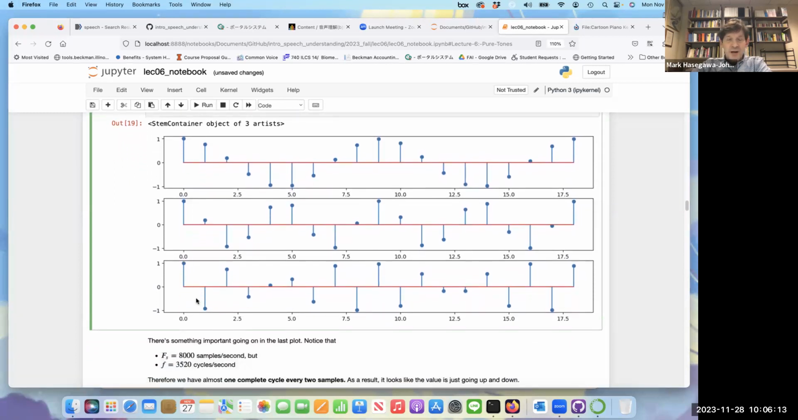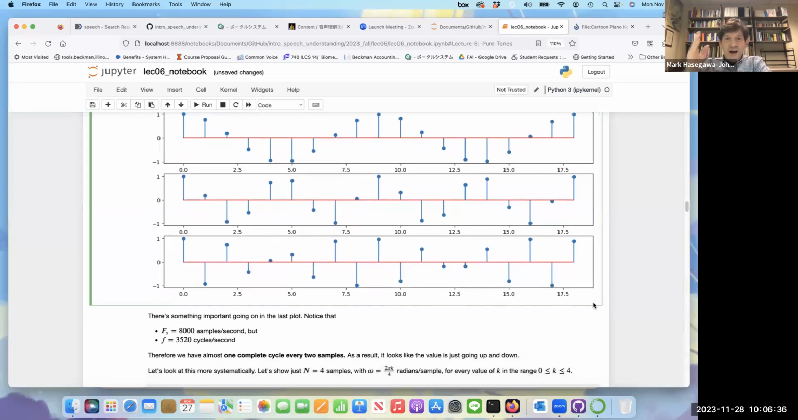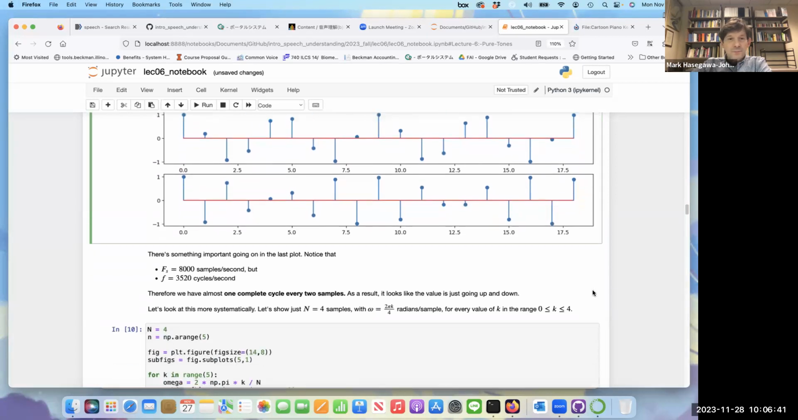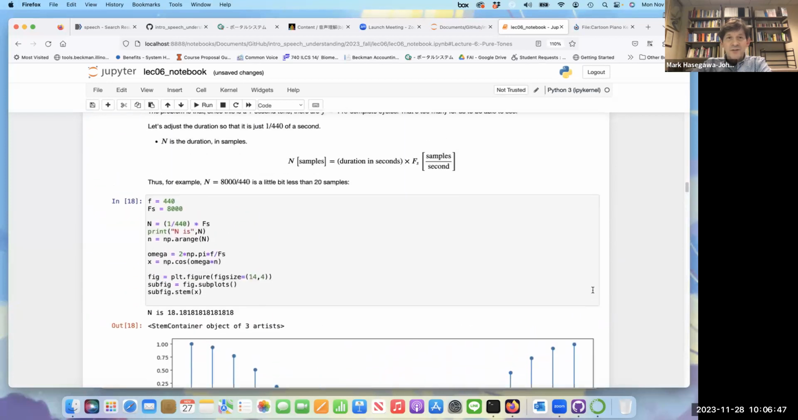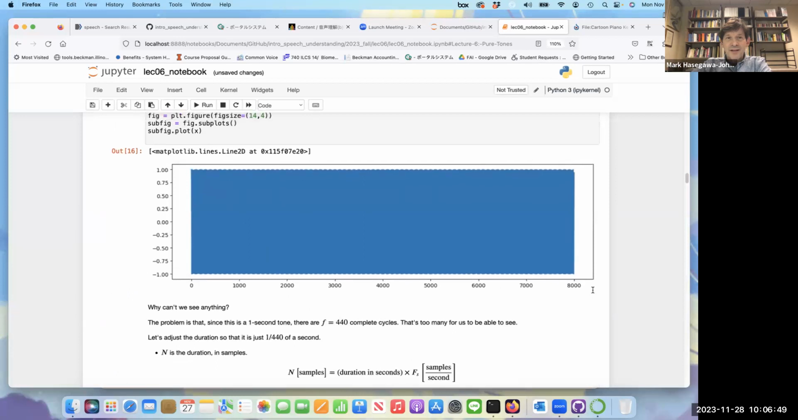Notice that in the last plot, the sampling frequency is 8,000, but the frequency of the sine wave is 3,500. And so one complete cycle is just 2 periods. Here, one complete cycle is 3 periods. Here it's 2 samples, 2 samples, 2 samples, 3 samples, 2 samples, 2 samples. And so we're almost at the highest possible frequency that we can display. Let's see. Let me end there. Mochizuki-sensei, do you want to just try to translate this first part about aliasing?